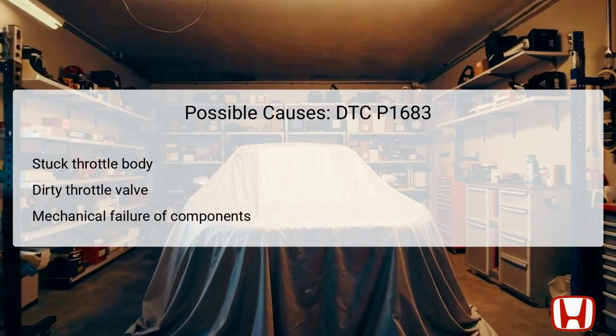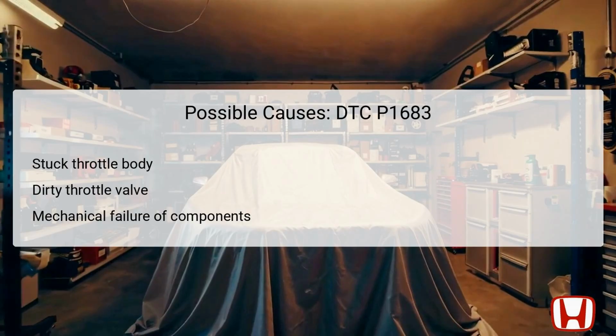Several factors can result in the occurrence of DTC P1683. A primary cause is a stuck throttle body, which can prevent the throttle valve from returning to its normal position. This can happen due to carbon buildup or foreign particles that obstruct movement.